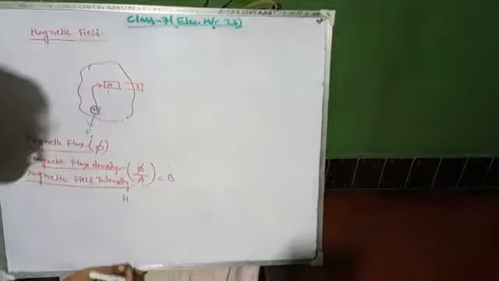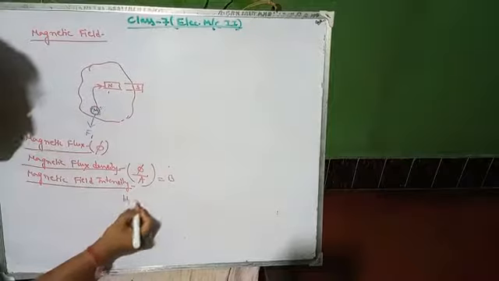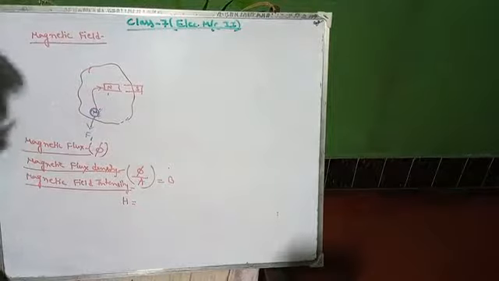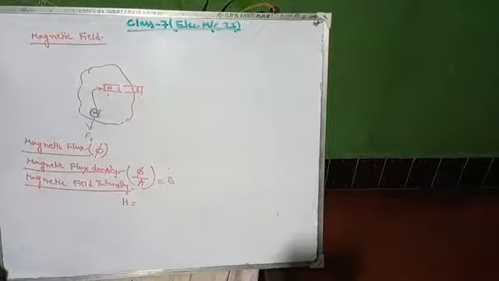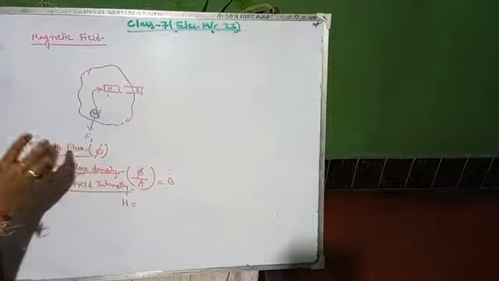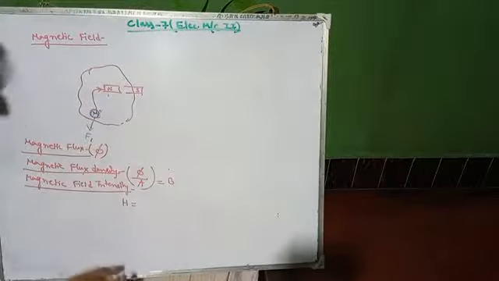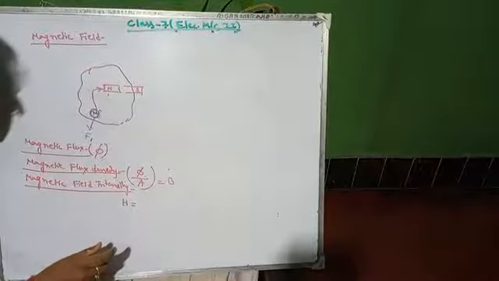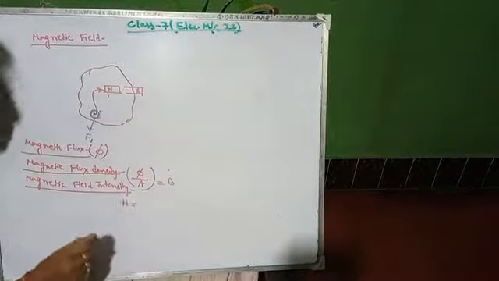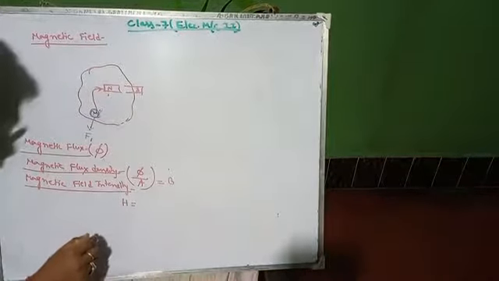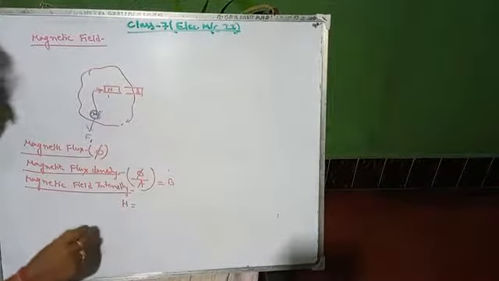So magnetic field intensity, the definition of it, right? Magnetic field intensity is the amount of force experienced by a unit positive charge or unit north pole, when placed at a particular point inside the magnetic field.